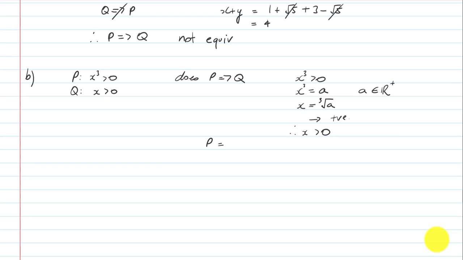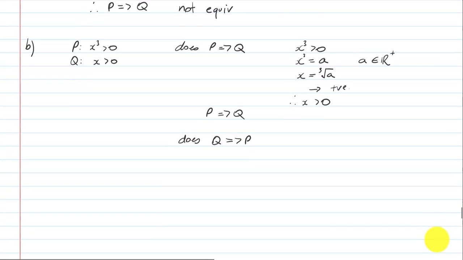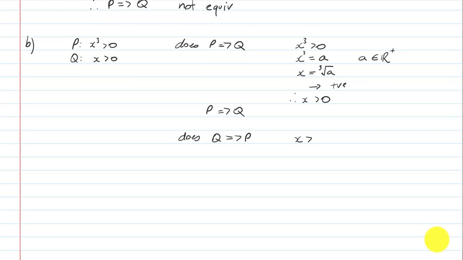And so P does indeed imply Q. And of course, we get the converse of this as well. So does Q imply P? Well, we're assuming that X is greater than 0, and therefore X cubed, for the same reason, will also be greater than 0, because when you cube a value, if it's positive, it remains positive. If it's negative, then it becomes negative. And so therefore, we get the statement P and Q are equivalent.